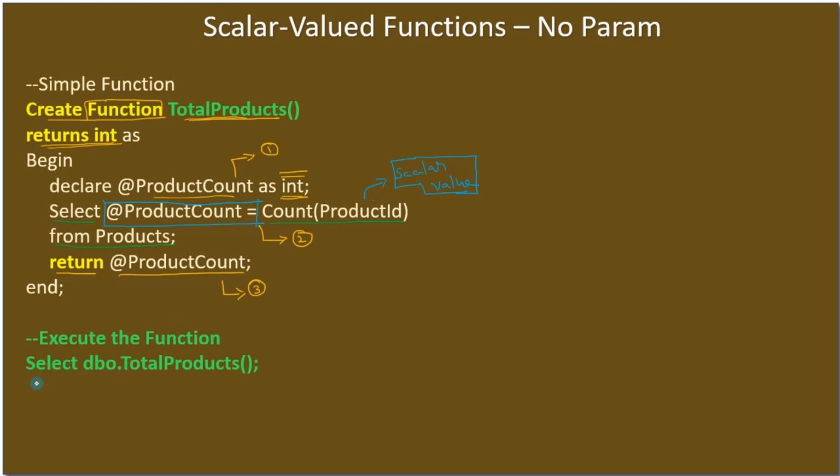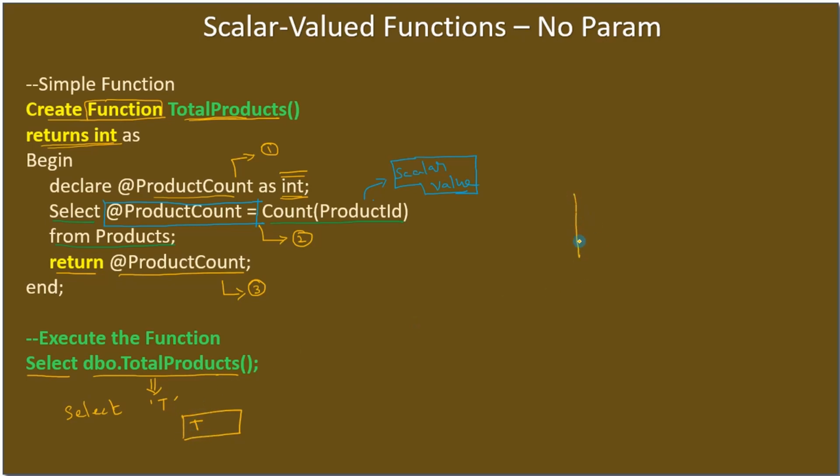To execute the function we can use the select statement: select dbo.total products. We can directly use that, and this will return a single value, and this select statement will display that value. Say for example the function returns an integer, let's say it returns t. It's equivalent to select the return value, so the output window will print t.